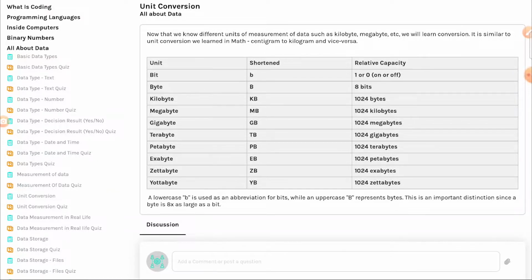Currently you are learning all about data, and in today's class we will learn about unit conversion. In the previous class, we learned about measurement of data, in which we learned that data measurement is typically done in bytes or kilobytes, megabytes, and petabytes, and so on.